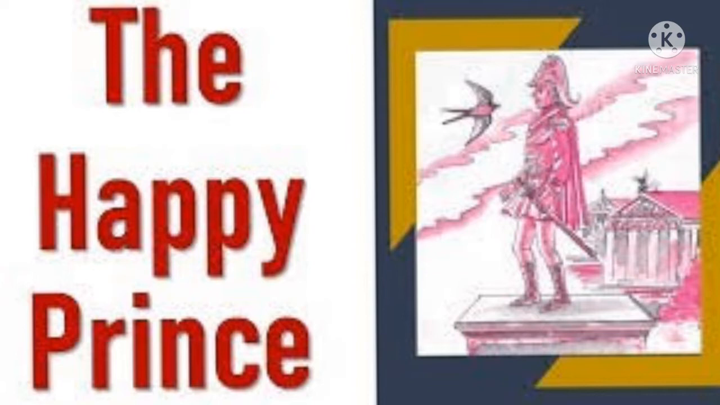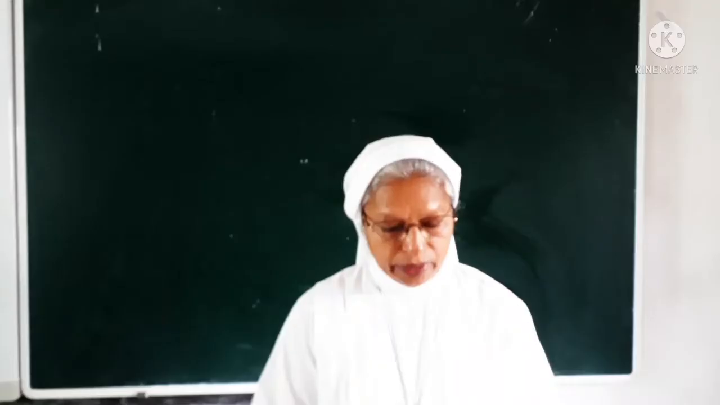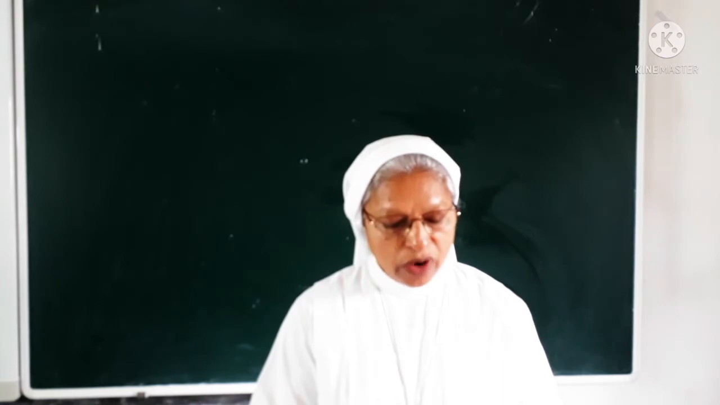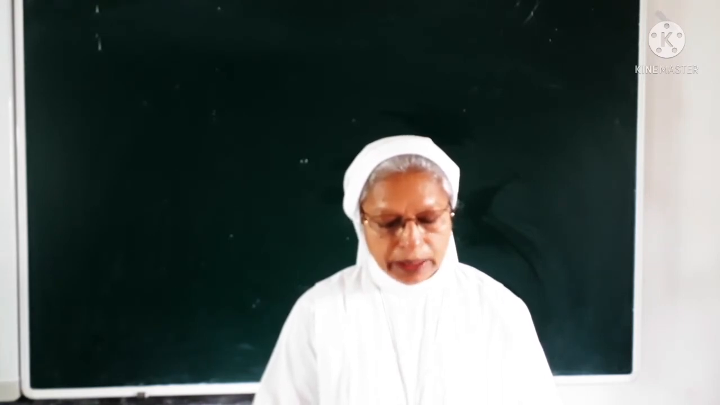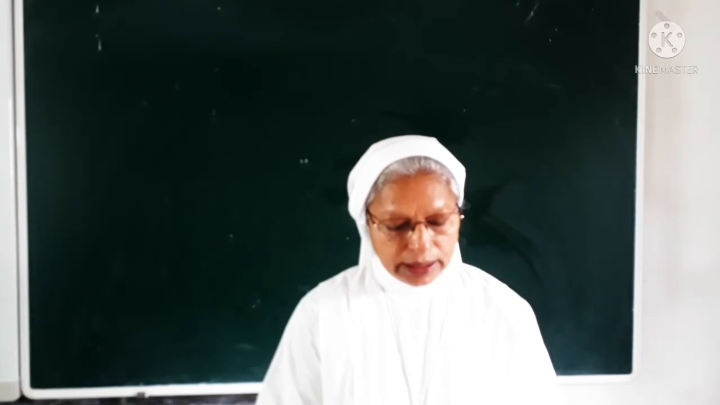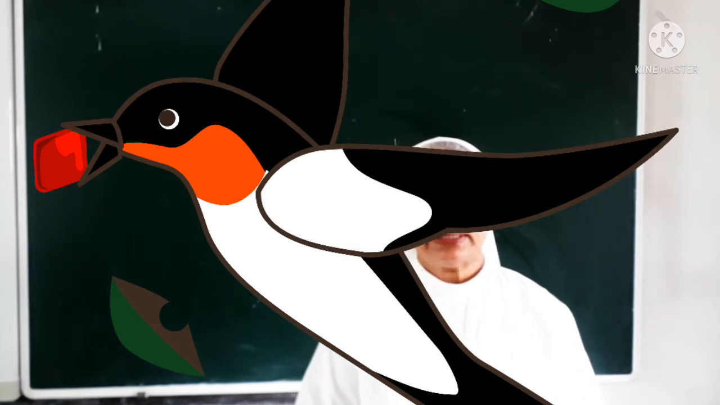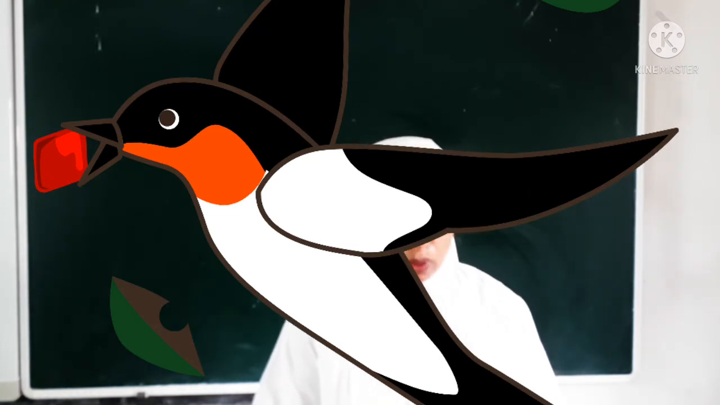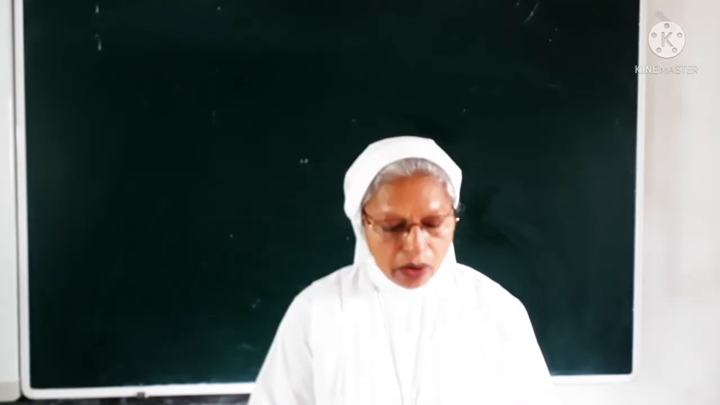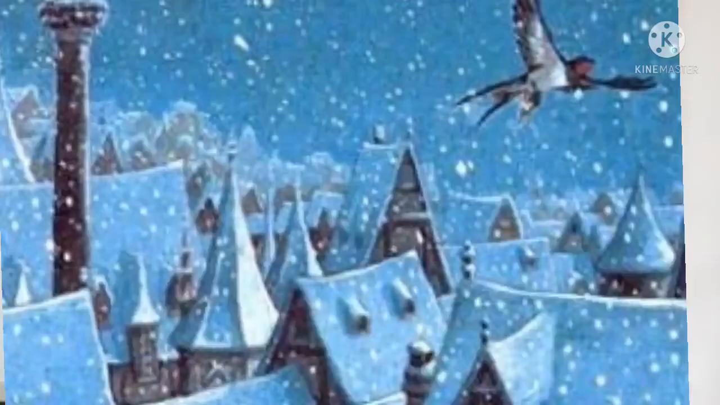Now students, take page number 30, the center of the paragraph. The swallow picked out the great ruby from the prince's sword and flew away with it in his beak over the roofs of the town. So as the Happy Prince requested him, he picked out the great ruby from the prince's sword and flew away with it in the beak over the roofs of the town. He passed by the cathedral tower where the white marble angels were sculptured.